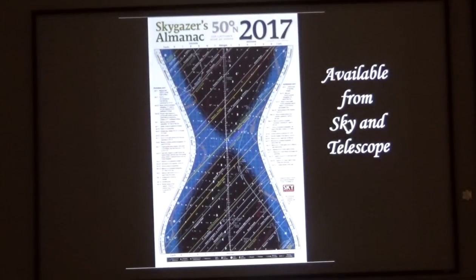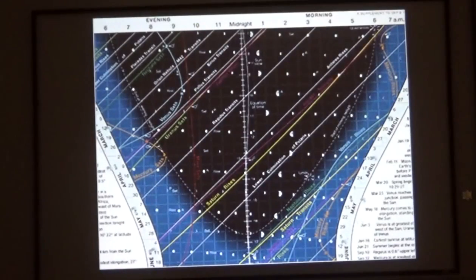Now this is the Stargazer's Almanac. Sky and Telescope do this every December usually. And I know you can't see much from that picture, but if you look at this one here, they're actually showing the equation of time throughout the year. And I know you can't read it, but I couldn't get a high definition image of this.